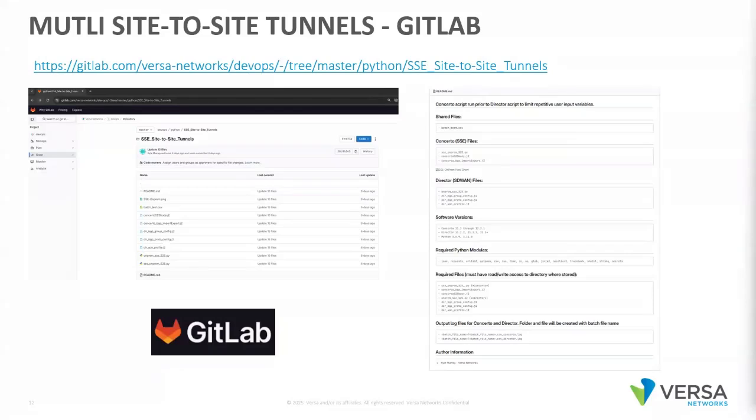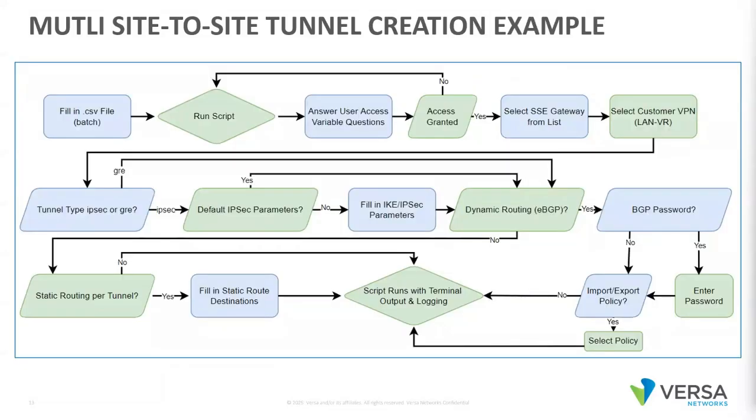Please note that this automation is use at your own risk and should be fully tested prior to using in any production environment. On the screen, you can see the URL and files that are included. Download the files and make sure to reference the README file. In this video, we will run the script in a Versa-hosted environment.